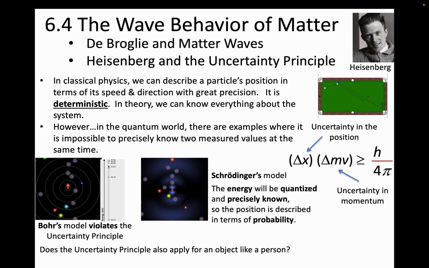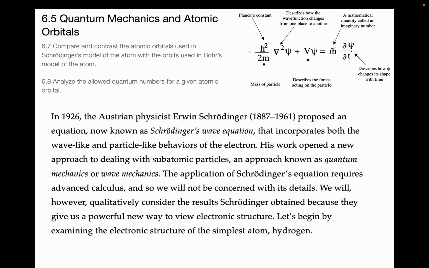Okay, we're going to move beyond Bohr's model and consider Schrodinger's model. Within this one, the energy is going to be quantized, and we're going to know that precisely. If we know the energy precisely, the position is going to be ill-defined, and we're just going to have to think about that in terms of the probability of where the electron is. Let's explore those ideas. So in 6.5, we're going to look at an introduction to quantum mechanics and atomic orbitals.